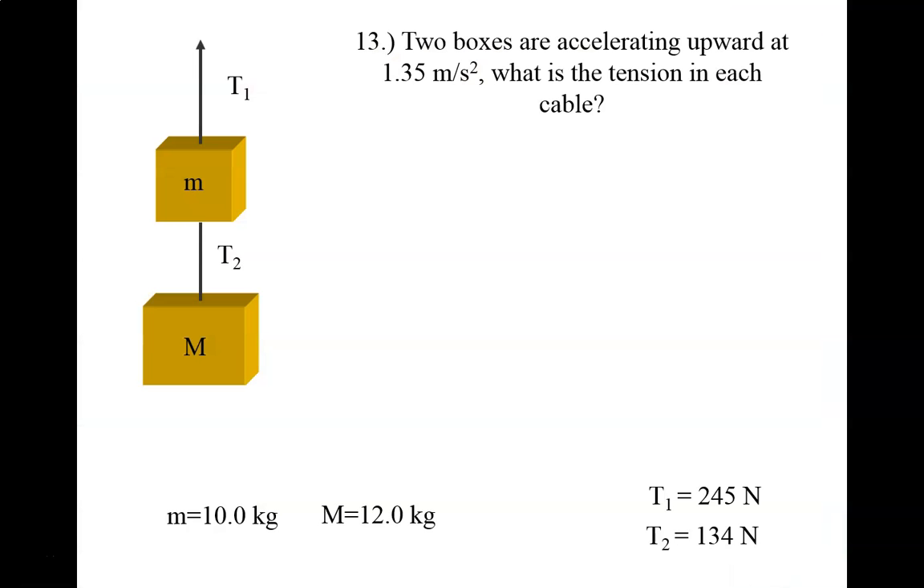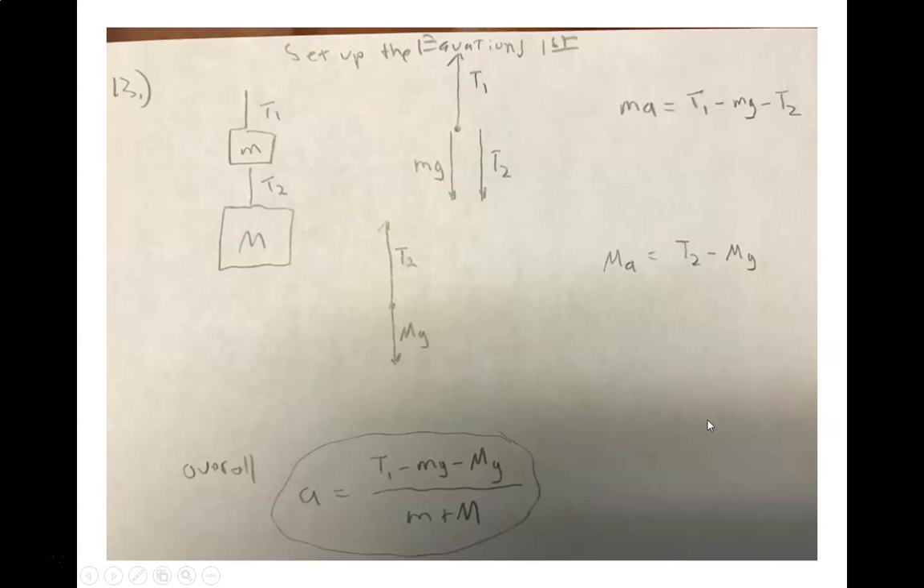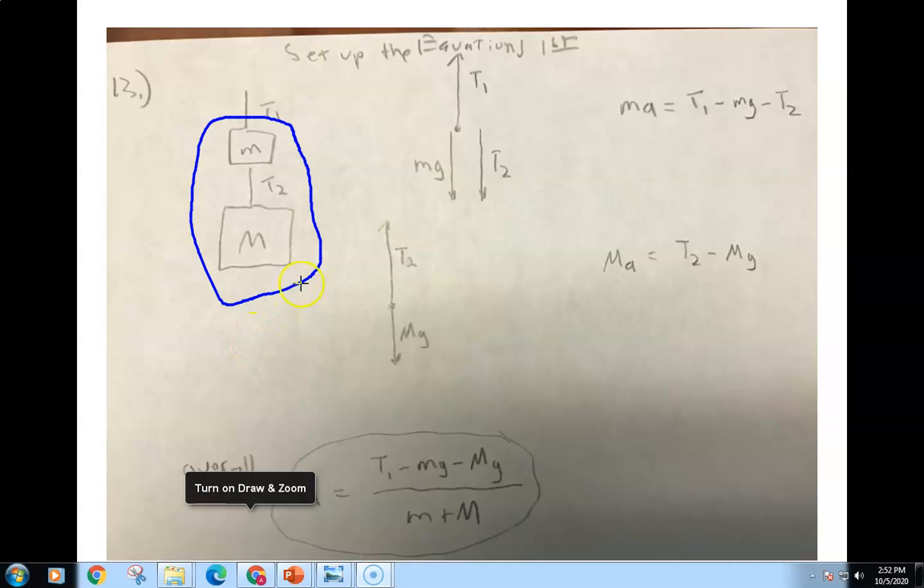And this is one more example I want to go through. Here we've got two boxes, and they're being accelerated upwards by a force of tension, T1, and we want to figure out the tension in each cable. We can do the same thing where we draw a box around our system, and the acceleration is going to equal the net force over the total mass.